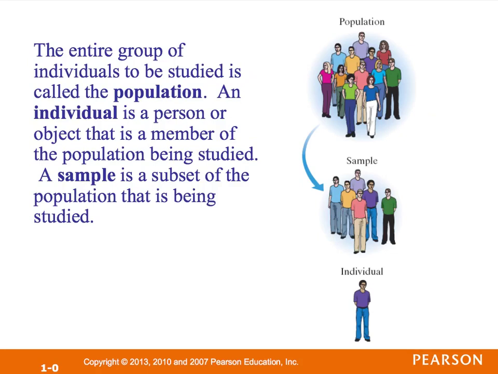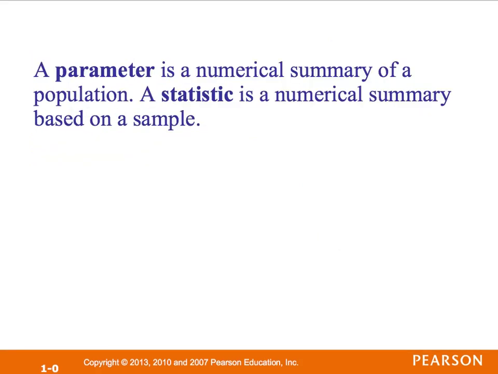An individual is a person or object that is a member of the population being studied. However, often the population is too big to actually study the entire population. We could be talking about thousands or even millions of individuals. So often what we're going to do is we're going to take a sample, which is a subset of the population that's being studied. A parameter is a numerical summary of a population.